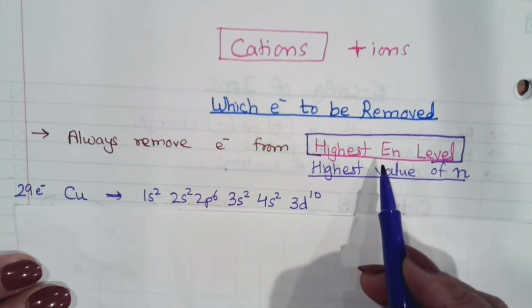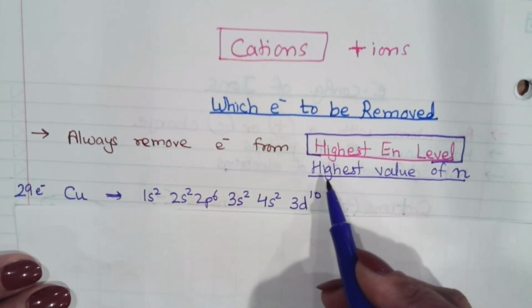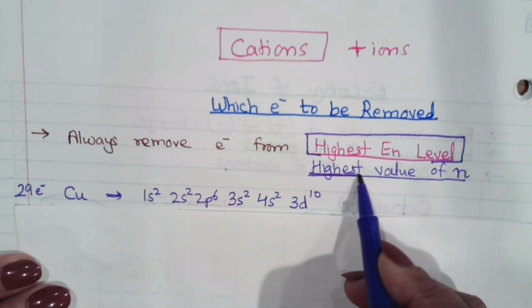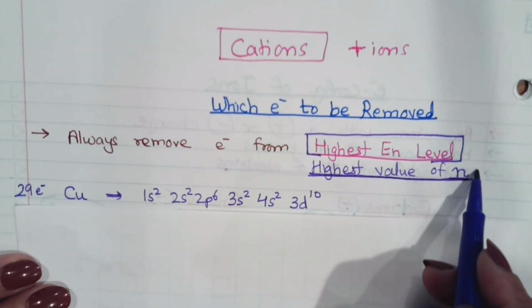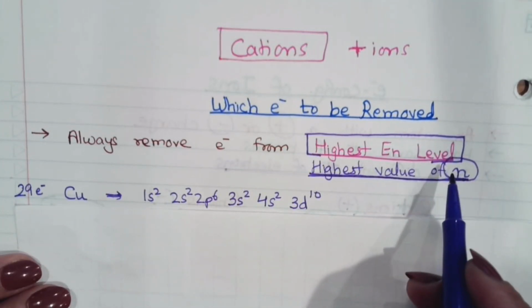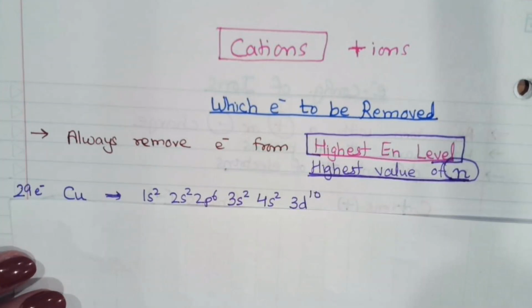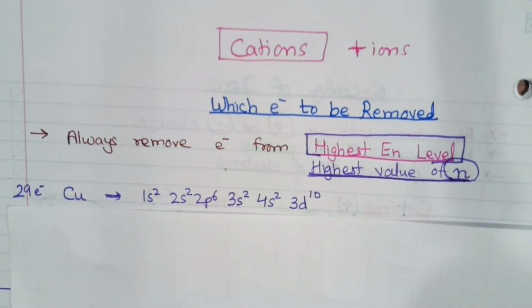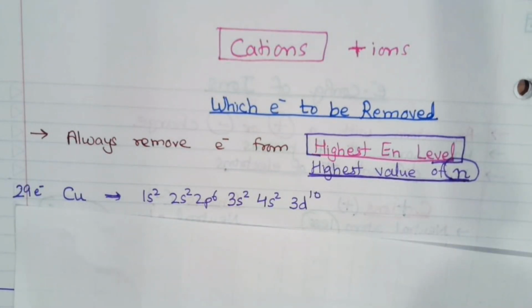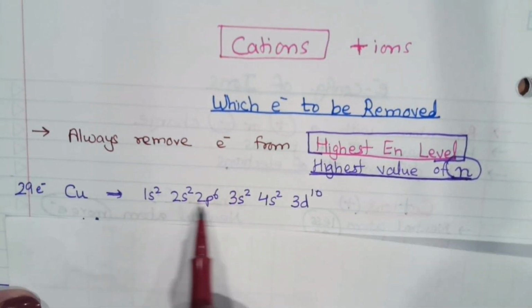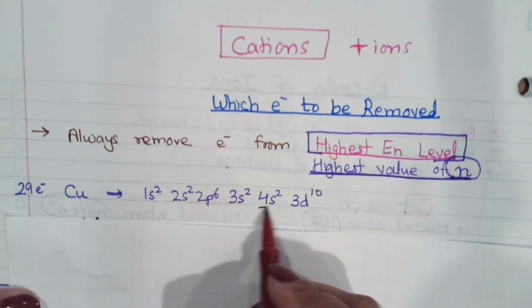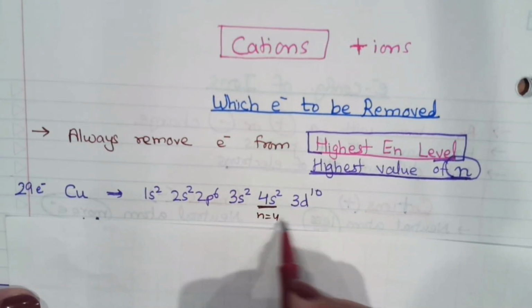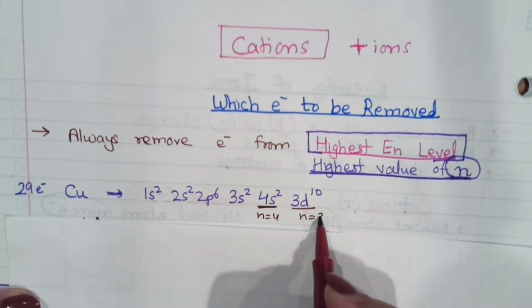What is the highest energy level? Or the valence shell, the energy level that has the highest value of n, right, which is usually given by the period in which the element is located. Now look at copper. Copper has this configuration, right? Now the highest value of n is n equals 4. This is n equals 4. This is n equals 3, right?